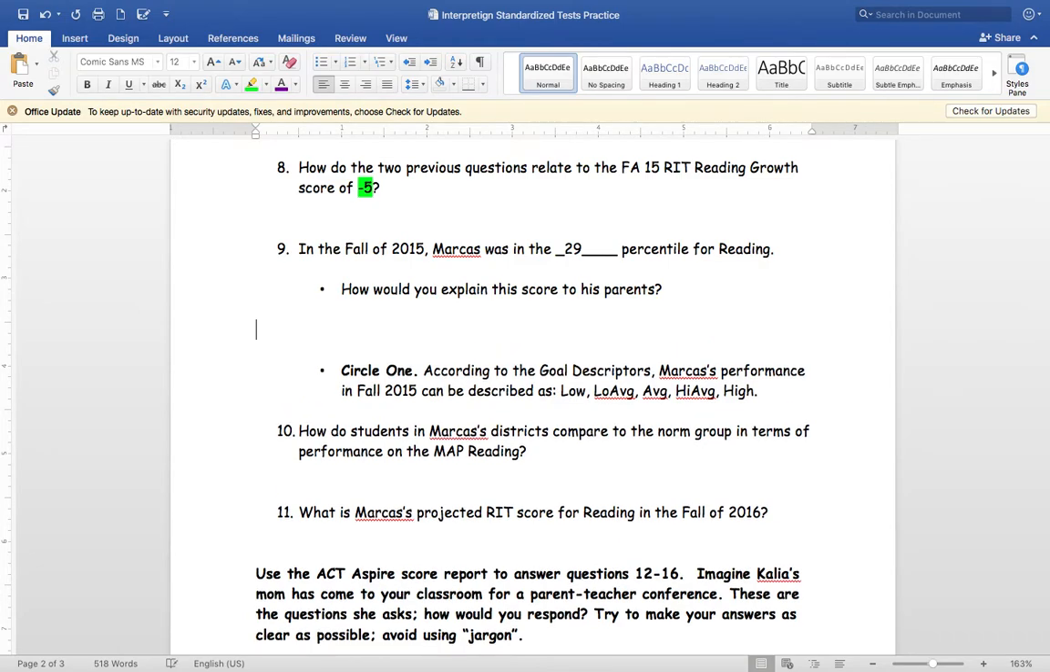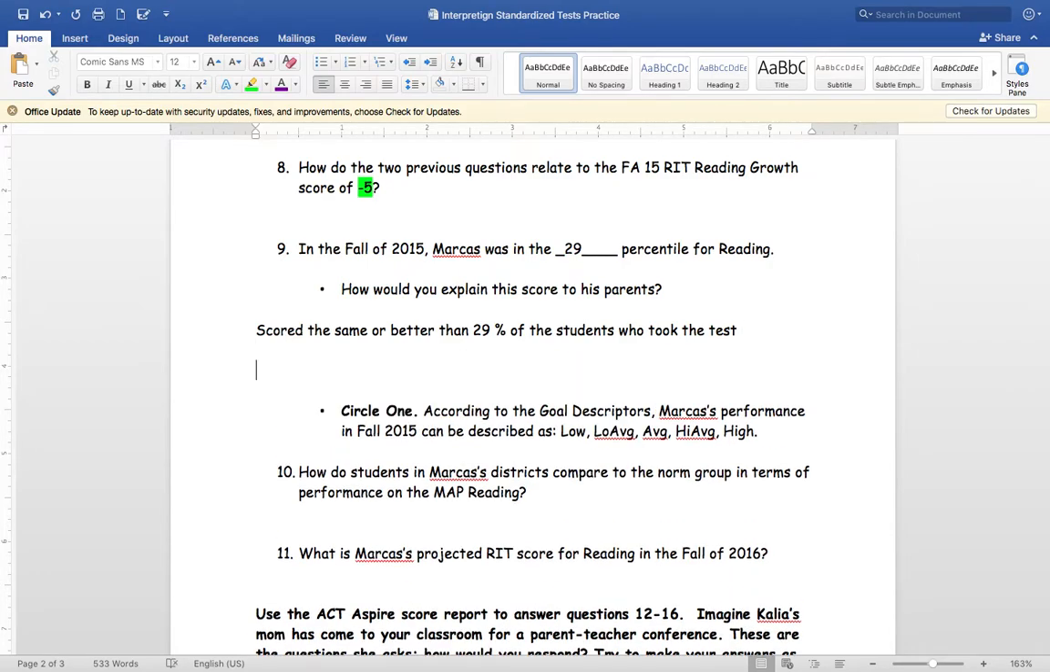Remember that being in the 29th percentile means he scored the same or better than 29% of the students who took the test. Okay, so it's not necessarily bad, but that's not a very high percentile. Remember, if he was in, let's say, the 80th percentile, that would mean he scored the same or better than 80%. So another way we could phrase that is he's in the top 20%.